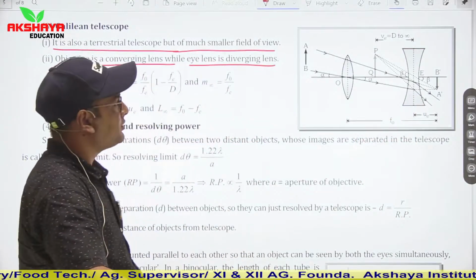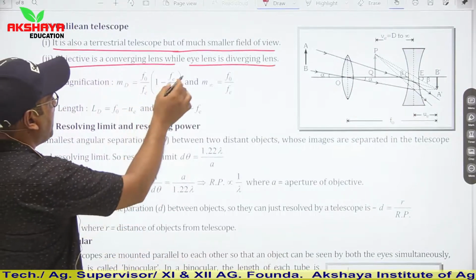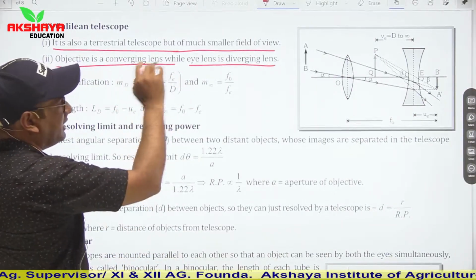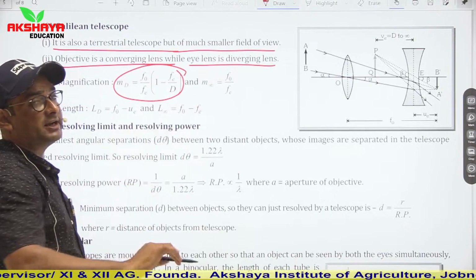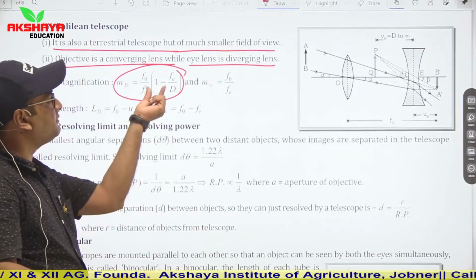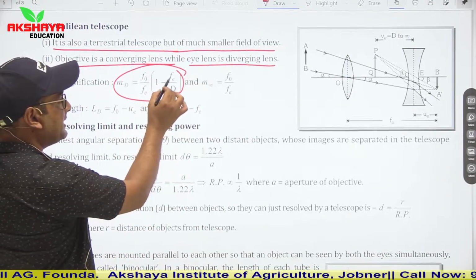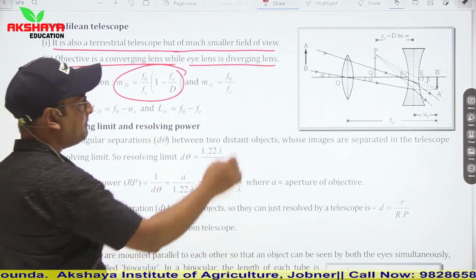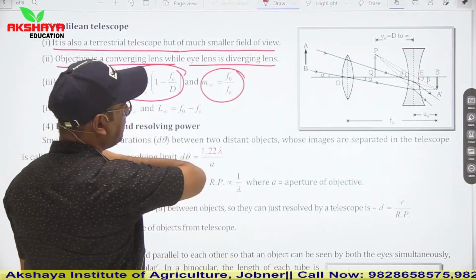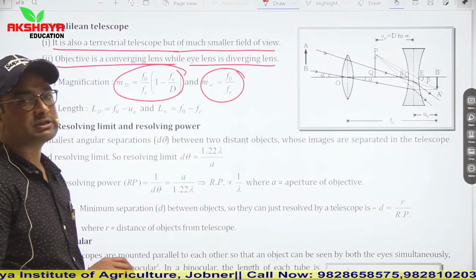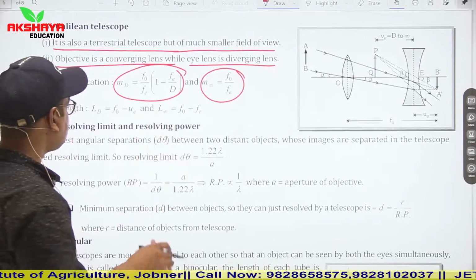It is concave, so it is of diverging nature, and its magnification is again, as we can clearly see that it is of diverging nature, its focal length will be negative. So here comes 1 minus FE upon D, and M infinity again FO upon FE. So this is the general concept of magnification.